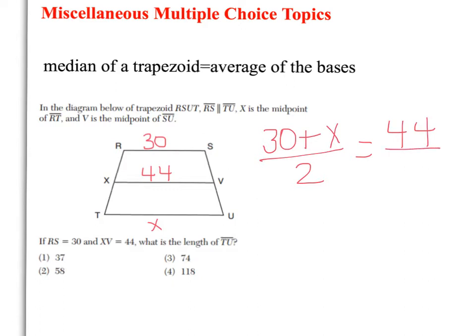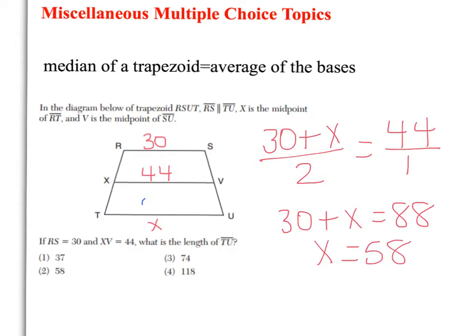Since you have a fraction on one side and not the other, make them both fractions. 30 plus x equals 88 when you cross multiply, and x is 58. Now, to check your work on a problem like this, if you look at the picture, there should be a consistent pattern. From 30 to 44, we went up 14. From here to here, we went up 14.